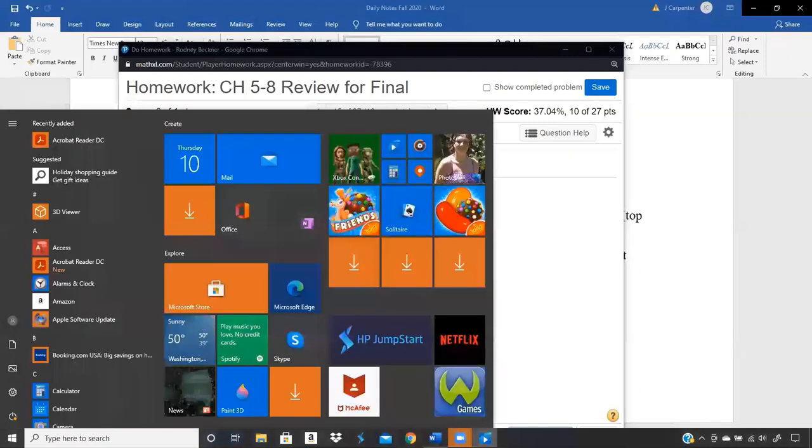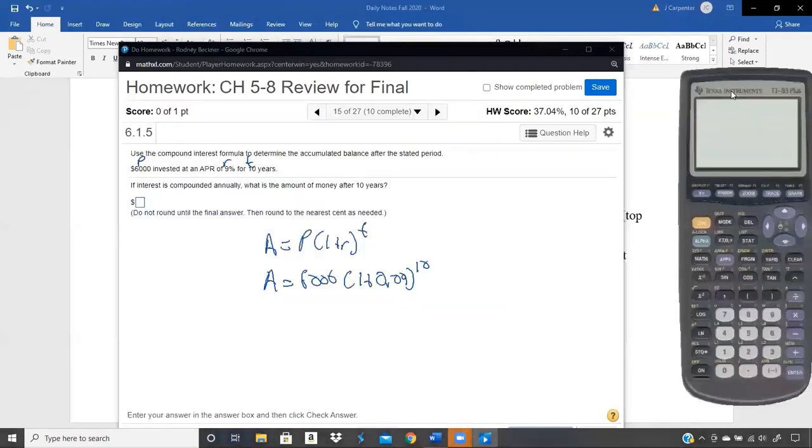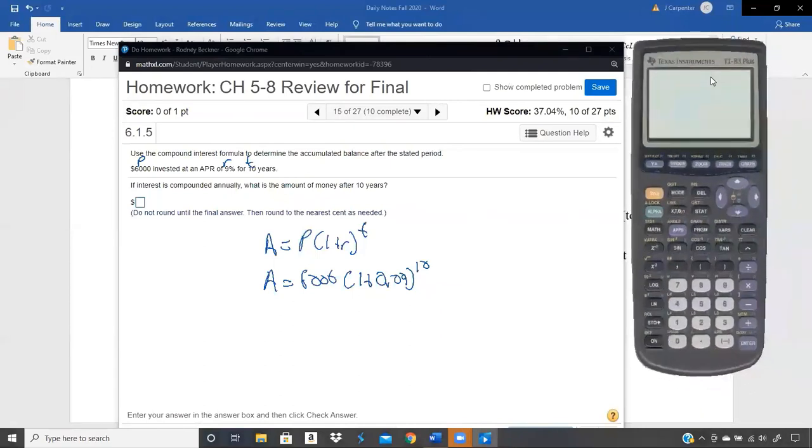Alternatively, what you could do is build an Excel spreadsheet really quickly and look at what happens years 1 through 10 with a simple growth factor every year. But it's not exactly what I'm looking for with a test. You're not supposed to be opening Excel for a test.